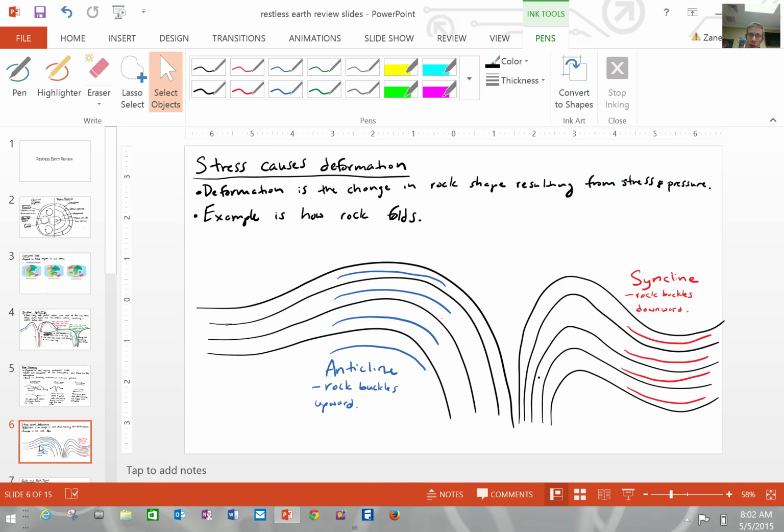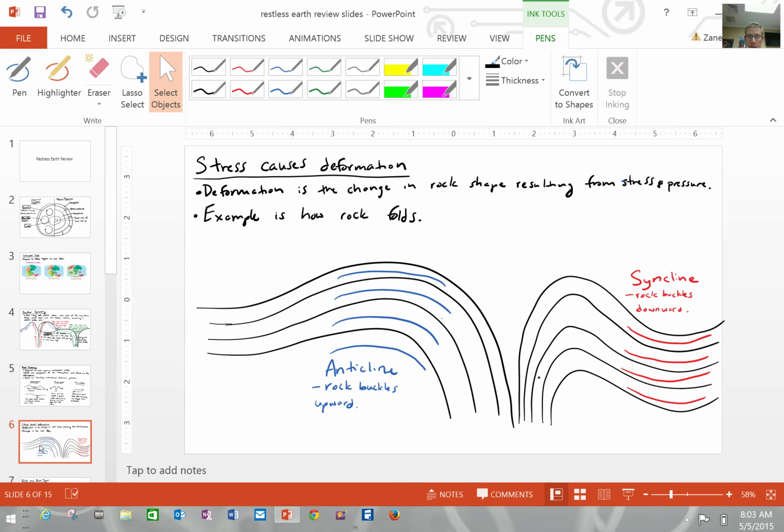If you start putting pressure and stress on rocks, kind of like our pencil where we start to bend it, even though it's a solid object, we start to deform it, change its shape. Okay? And it's kind of counterintuitive because rock is solid, dense stuff. So how can it bend to become something else? Well, it happens. It's just a very long process. An example of deformation from stress is how rocks fold.